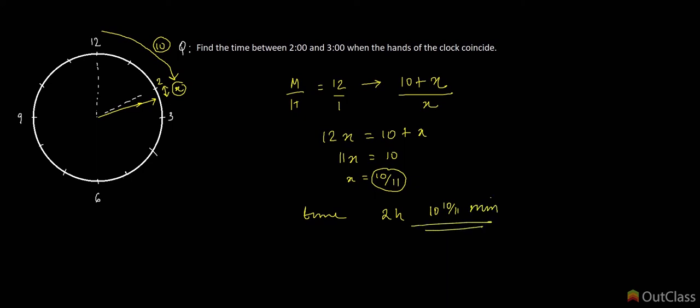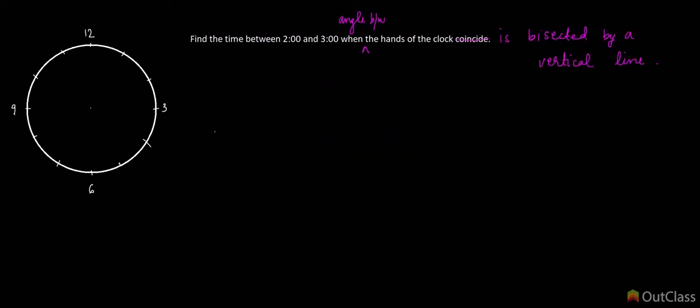Now you might be asking, why do I need this method when you have all these other methods? I have the answer to that. Behold, this is what CAT will throw at you, and which will stump you when you go in with just formulae. You need the actual fundamentals to solve this kind of question. And the question is, find the time between 2 and 3 when the angle between the hands is bisected by a vertical line. What does this look like?